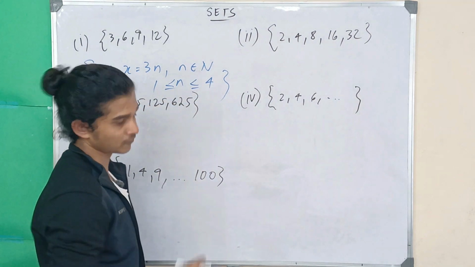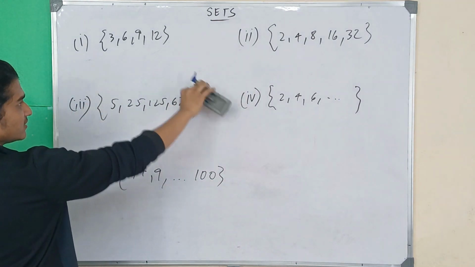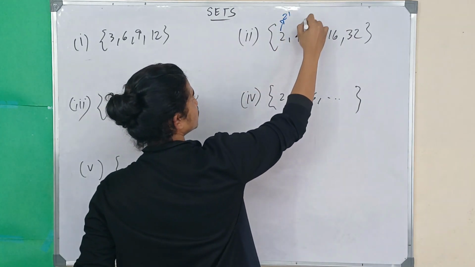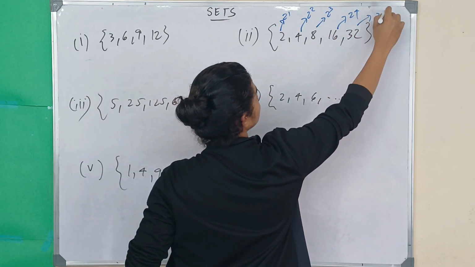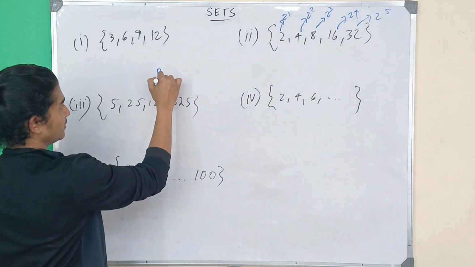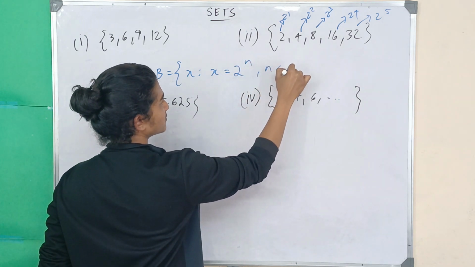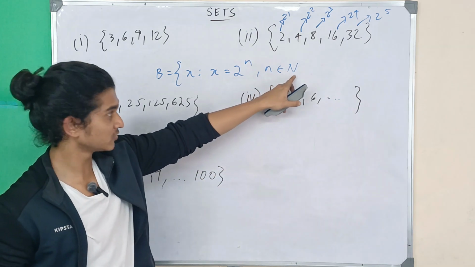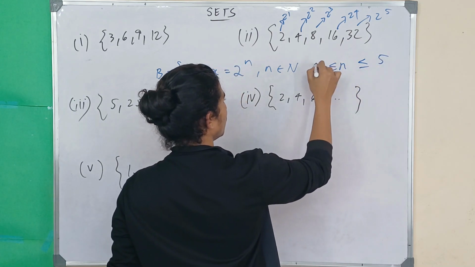So the next one is 2, 4, 8, 16, 32. Here you can see it's all powers of 2. This is 2 power 1, this is 2 power 2, or 2 square, 2 cube, 2 power 4, and this is 2 power 5. How can you write this in set builder form? I'll name this as B. So B equal to set of all x such that x equal to 2 power n, where n belongs to natural numbers. You need to make sure that you frame what type of number it belongs to. So n belongs to natural numbers, and n lies between 5 and 1.